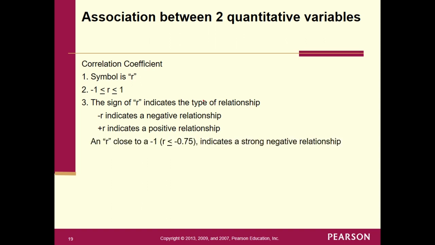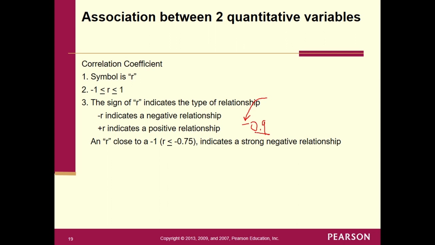So what about the numbers, though? What exactly are the numbers telling us? All right, well, let's get into that. An R that's close to a -1, say that it's less than or equal to -0.75. So let's say that you get a negative 0.9. Okay, if you get a negative 0.9, you should say, oh, okay, I have a negative relationship and it's very strong.